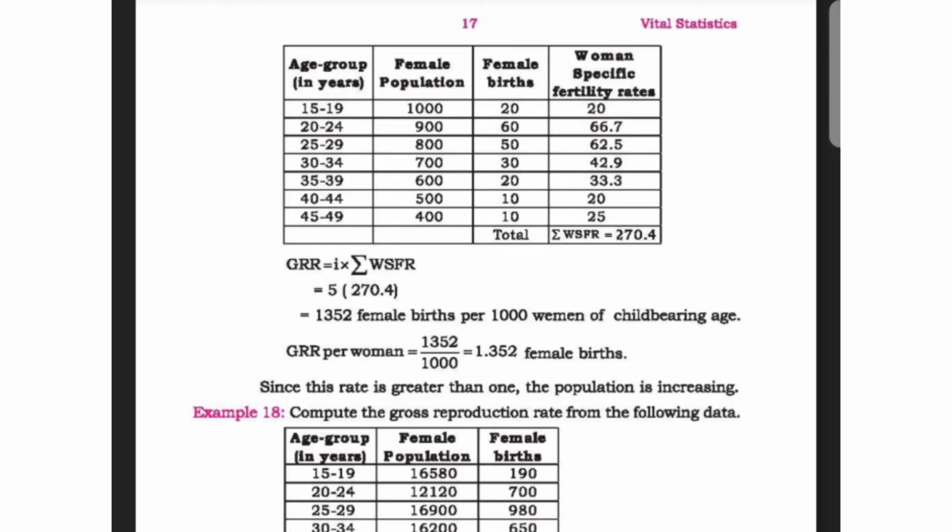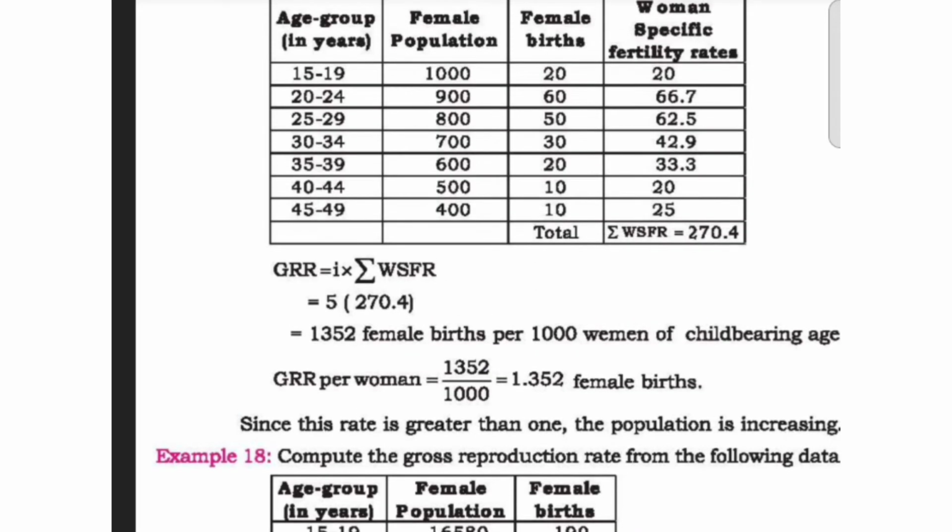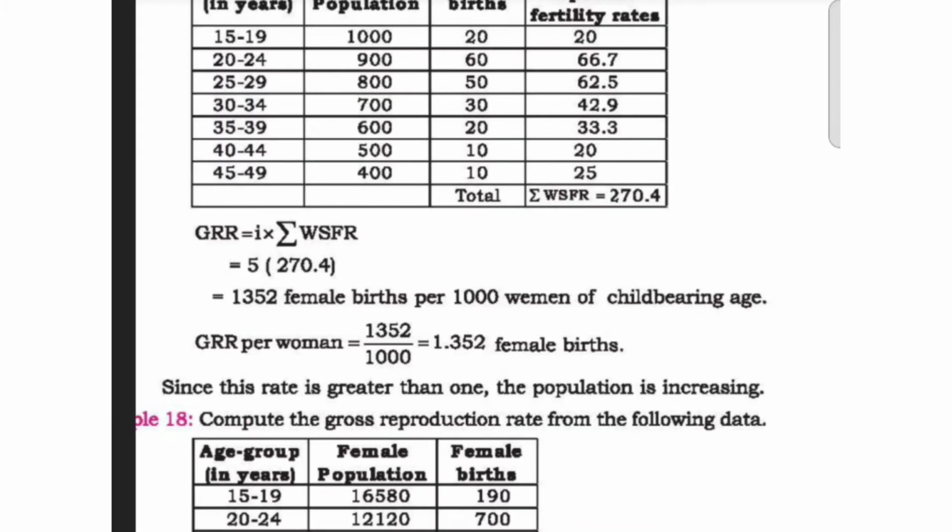You are taking a total of that. GRR is equal to i into summation of WSFR. i means that is 5, the width is considered as 5, that's why 5 into that 270.4, then you are getting 1352 female births per 1000 women of childbearing age.